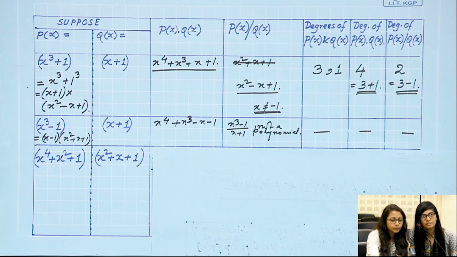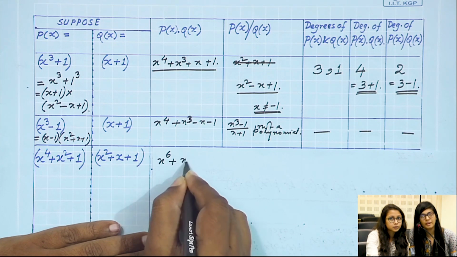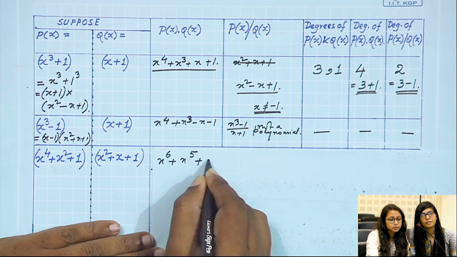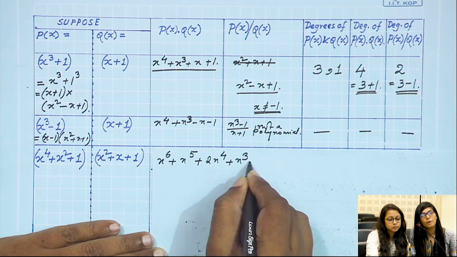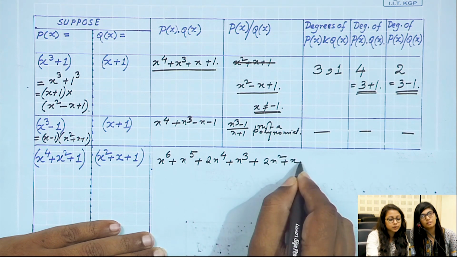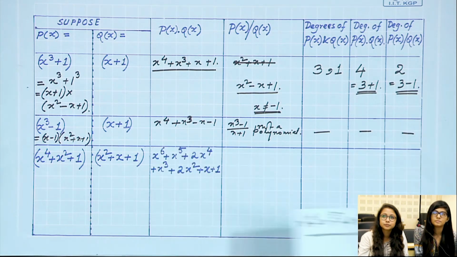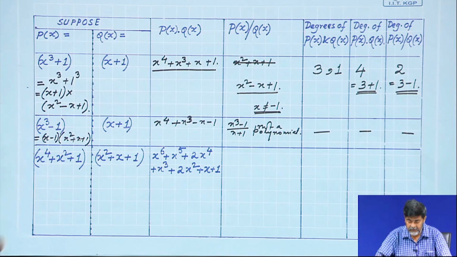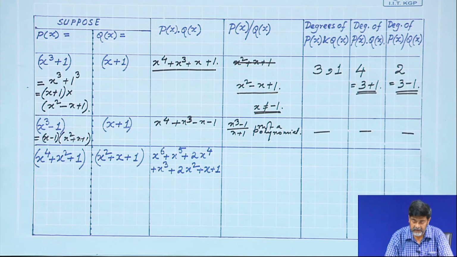x to the power 6 plus x to the power 5 plus 2 x to the power 4 plus x cube plus 2 x square plus x plus 1. Thank you. Therefore, the product is, as has been written here earlier, x to the power 6 plus x to the power 5, etc. And what is for Px by Qx?